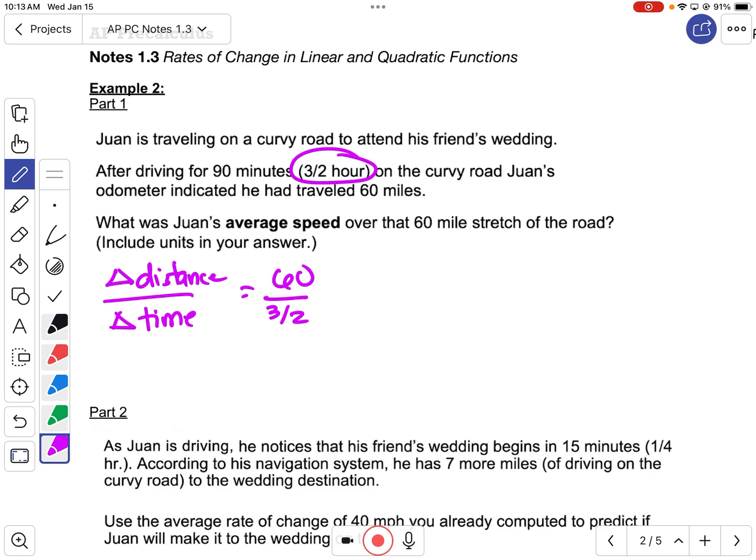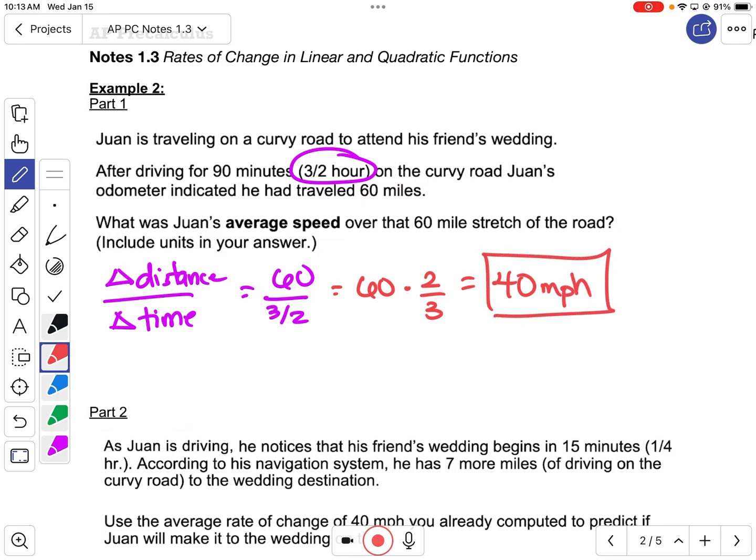So we want to take 60 and divide by 3/2. When I divide, I'm really multiplying with fractions. So this would give me 40, and what would be my units? Miles per hour. So just a little different way that they could ask me a rate of change question. We just got to remember it's that accumulated change in something over change in something. Change in your dependent variable over change in your independent variable.